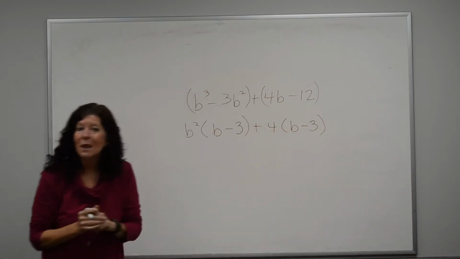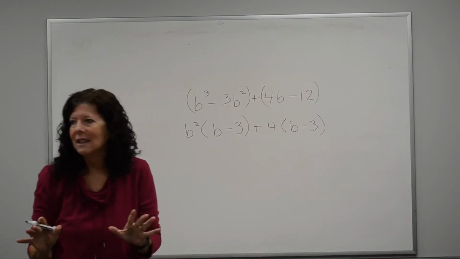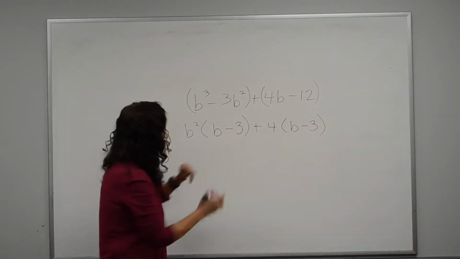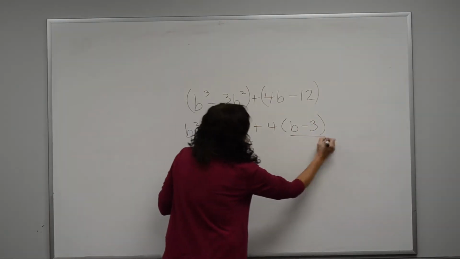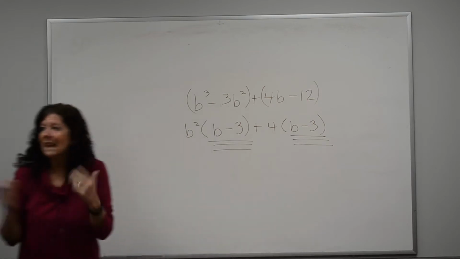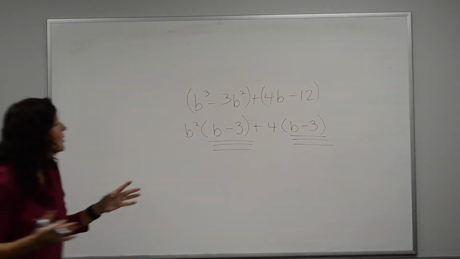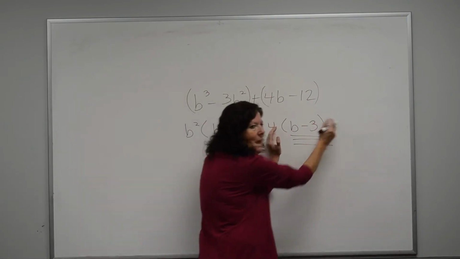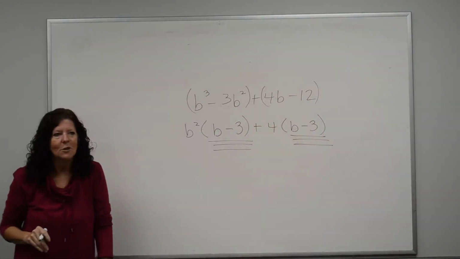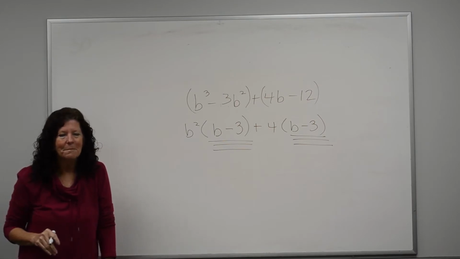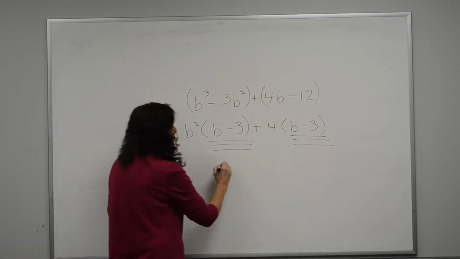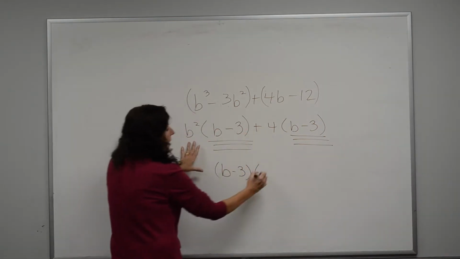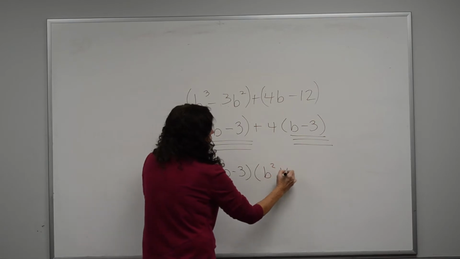Now, if this truly factors well, not everything factors like this, but the ones that they give you in the book probably will, I look and I go, ding, ding, ding. The parenthesis is the same thing. So then I look at this as one term, and this is the second term. Now, what do those 2 terms have in common? B minus 3. So I factor out the B minus 3, and what I have left is B squared plus 4.